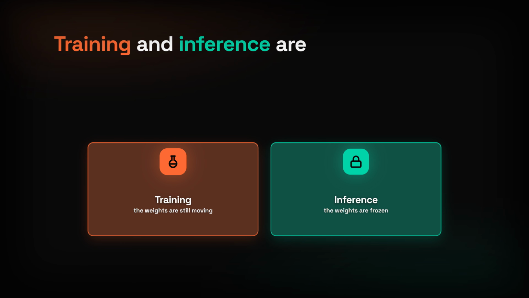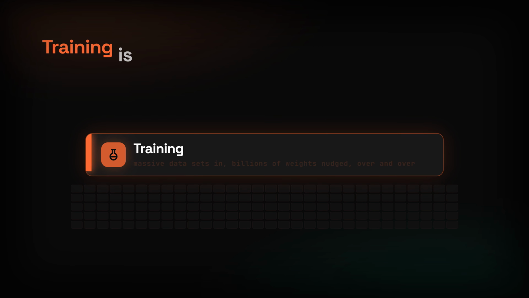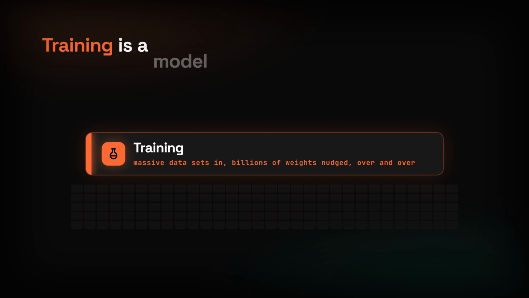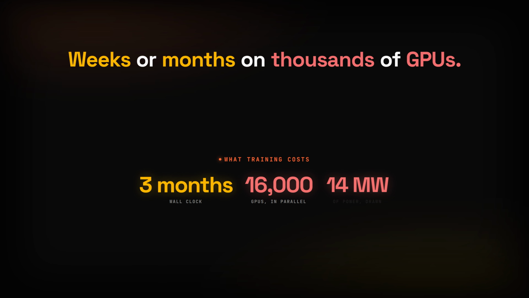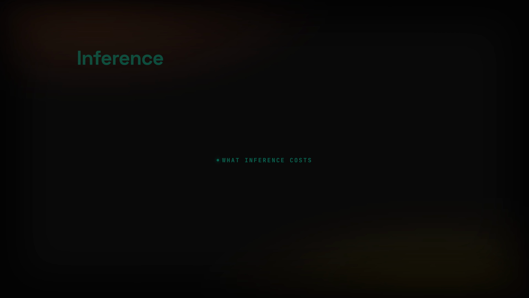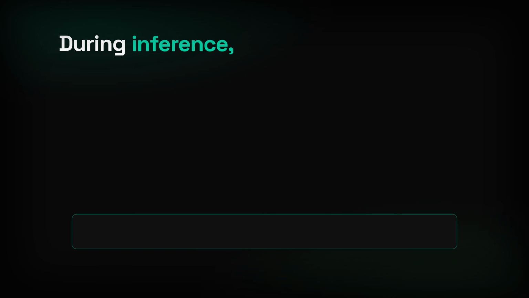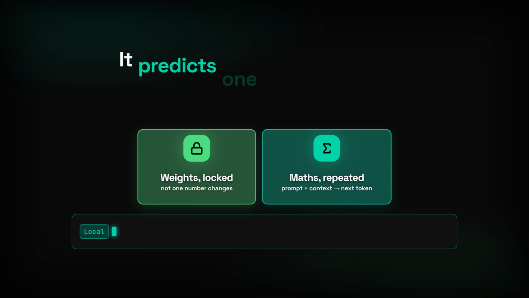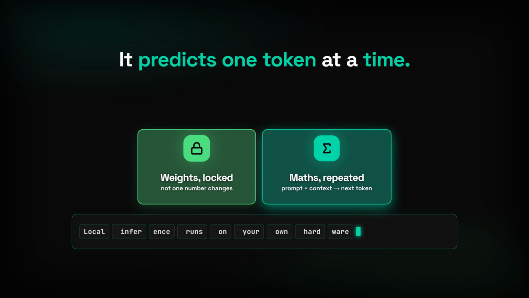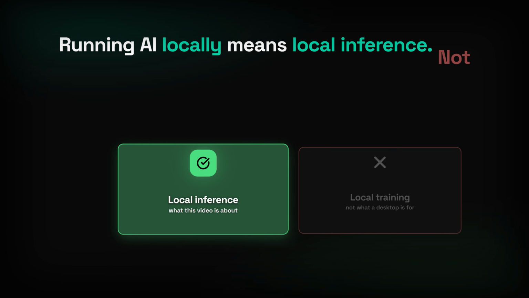Training and inference are often confused, but they represent entirely different stages of an AI model's lifecycle. Training is the computationally intensive process through which a model learns by adjusting billions of parameters using massive datasets. Training may take weeks or months on thousands of GPUs and consumes enormous computational resources. Inference, on the other hand, is the process of using a trained model to generate predictions. During inference, the model's parameters remain fixed. The model simply performs mathematical operations to predict one token at a time, based on the input prompt and previous context. Running AI locally refers exclusively to local inference, not local training.